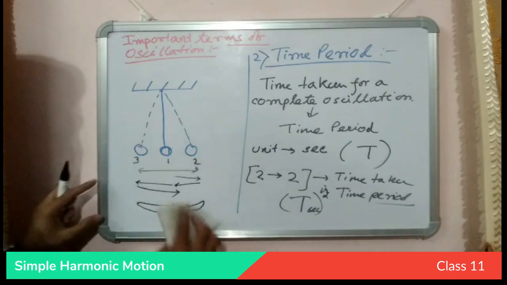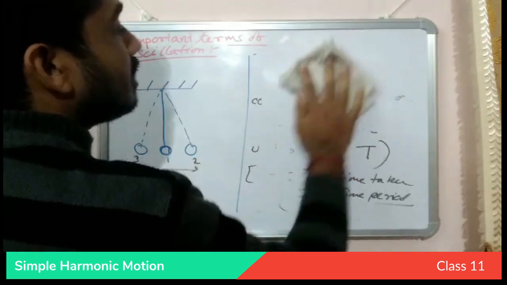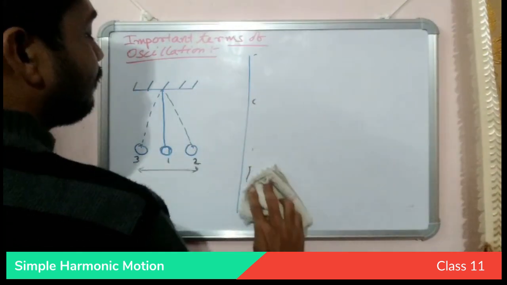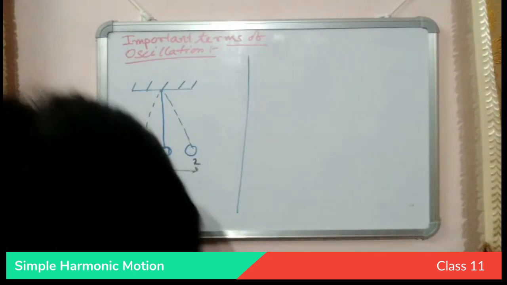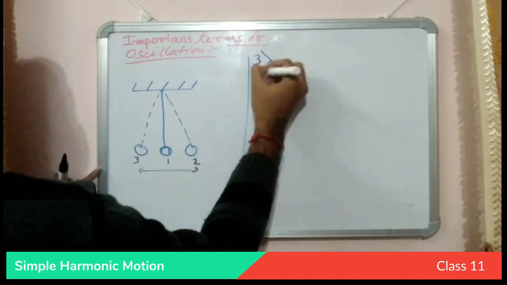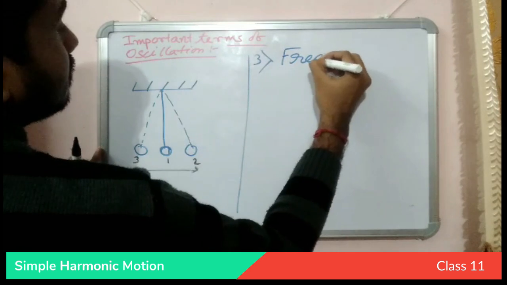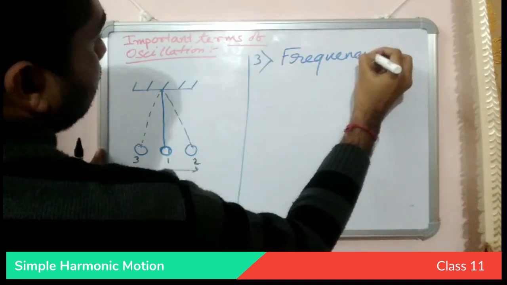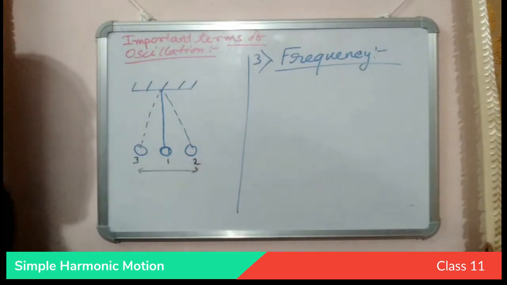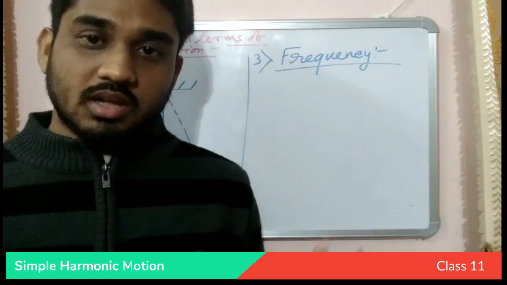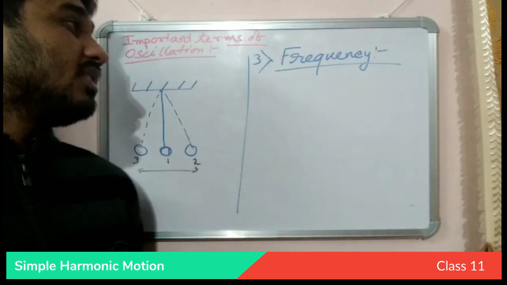Now our next important term to understand is number 3, and it is frequency. You have to learn this term frequency very carefully, as the term frequency comes very often in physics.